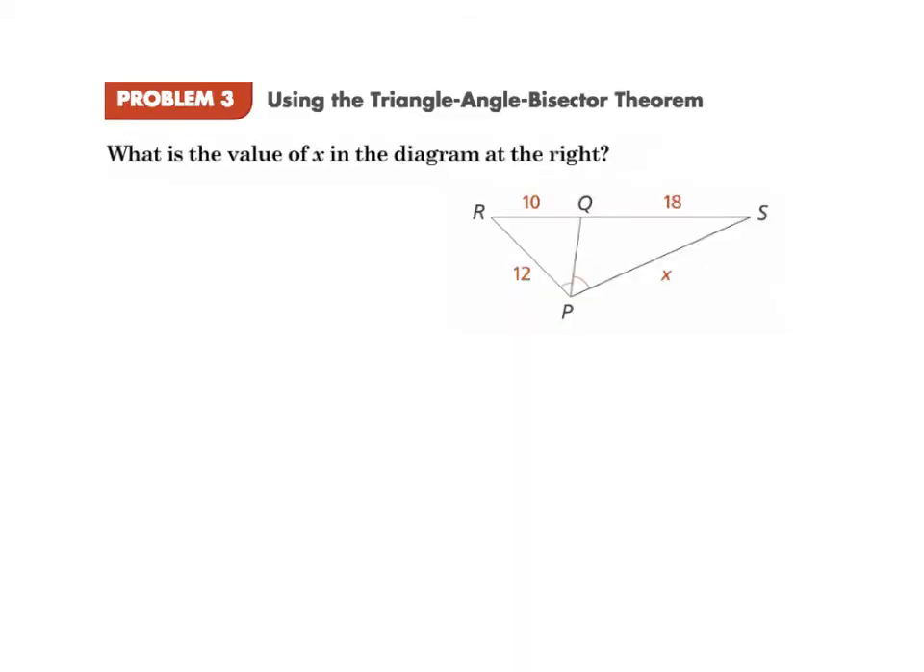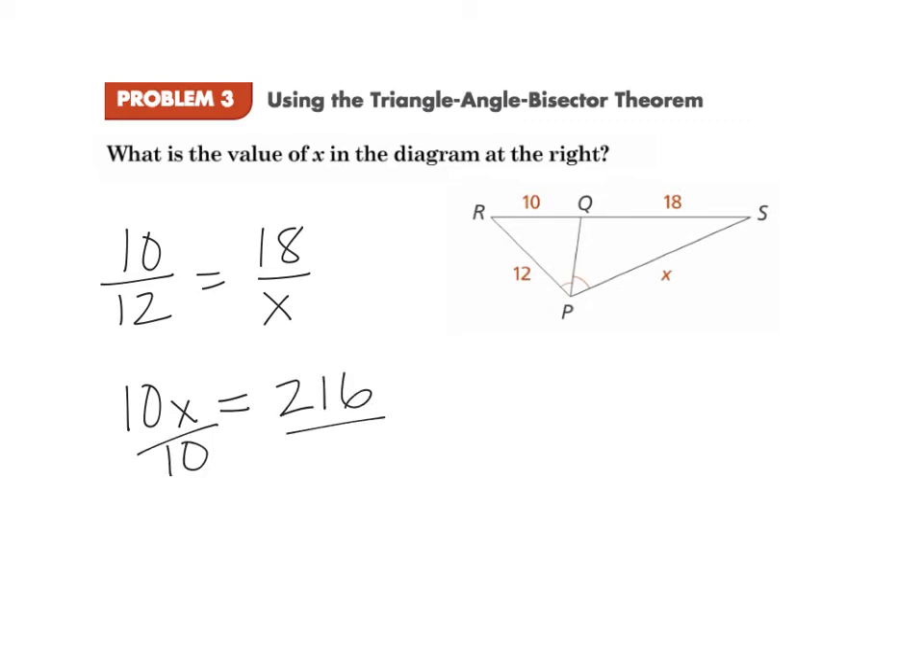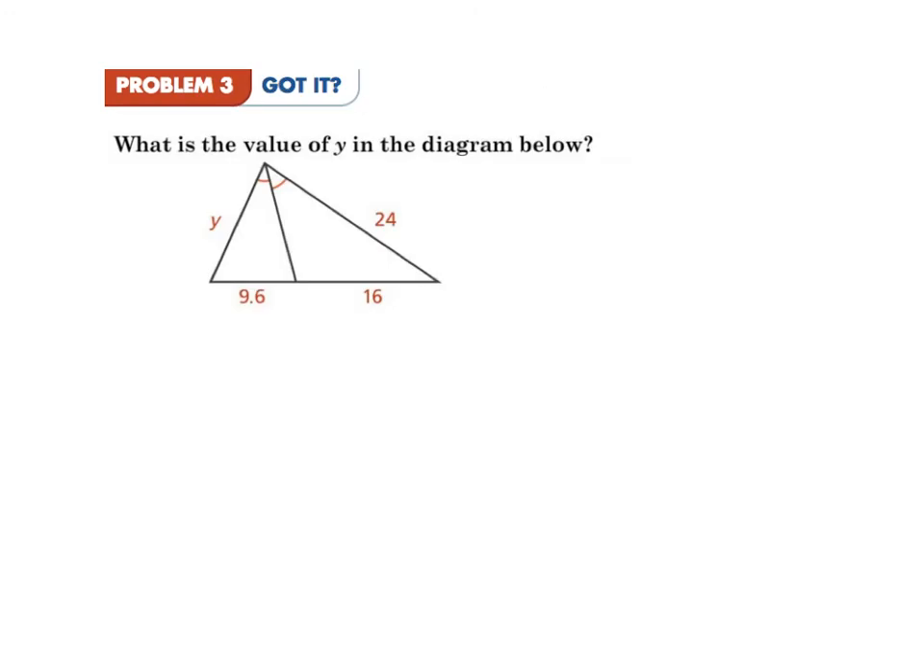Problem 3, what is the value of x in the diagram at the right? The first thing to look for is make sure that our ray PQ actually bisects angle P, and it does because I can see that these two angles are congruent. So we can set this up, and let's just say that 10 to 12 is equal to 18 to x. So cross multiply. And x is equal to 21.6. And the problem 3 got it.